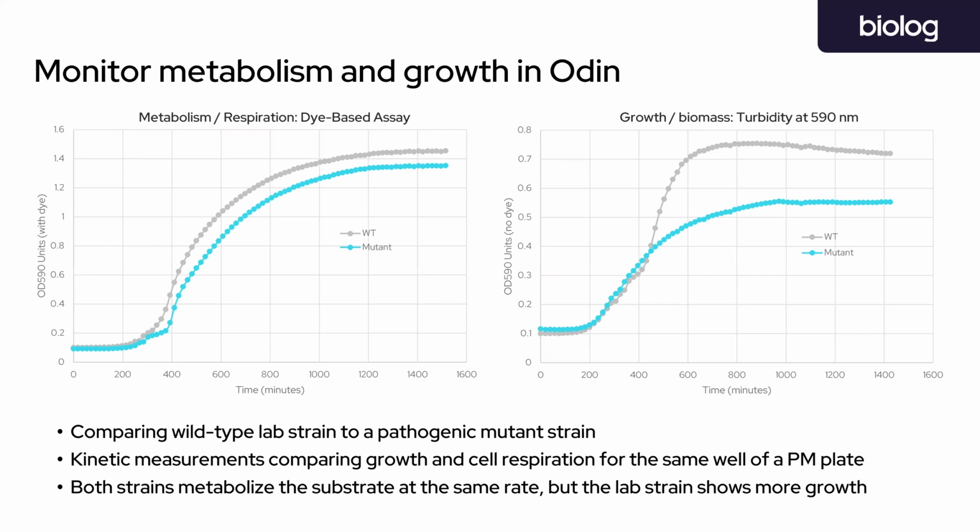Here's an example where you can really see the value in measuring both growth and metabolic kinetics. So here, our wild type and mutant pathogenic strain are inoculated into the same PM plate, and we're measuring their kinetics in the same substrate. However, we're looking at their metabolism, which is measuring the dye reduction on the left, and on the right, we're looking at growth. First, you can see that both strains can metabolize the substrate at the same rate. But if you look at proliferation, the wild type strain has more growth in the presence of the same substrate.